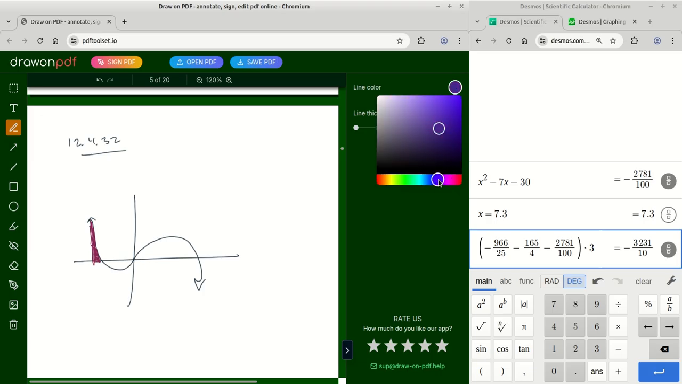Let's do some other colors. So let's do a purple. That's a pretty dark purple. Let's do a light purple. So we got light purple. Okay, that's a medium purple.